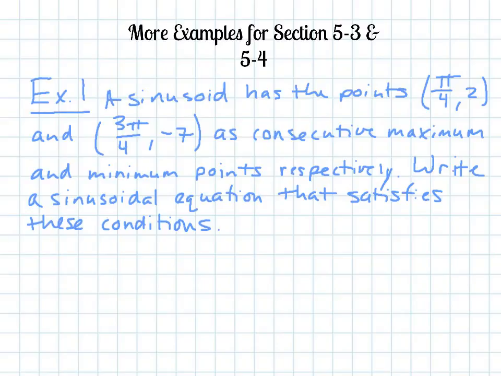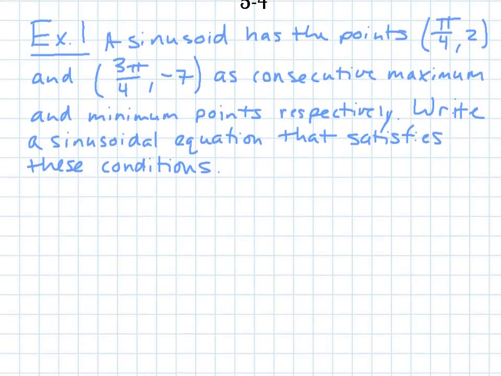Here, example 1 says the sinusoid has the points pi over 4, 2 and 3 pi over 4, negative 7 as consecutive maximum and minimum points respectively. That respectively means in that order. Write a sinusoidal equation that satisfies these conditions. Now here sinusoidal means either write it in terms of sine or cosine. So we can choose to use whichever.